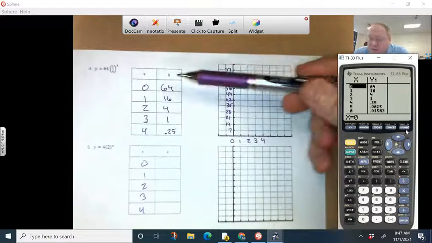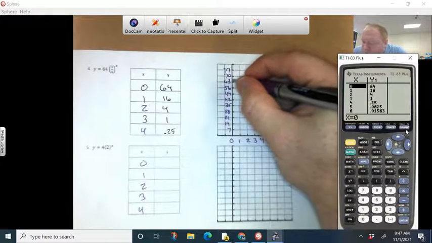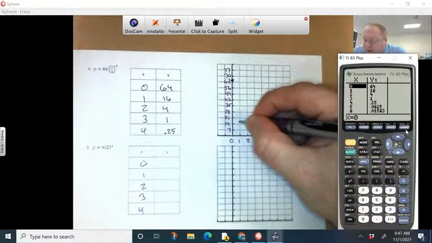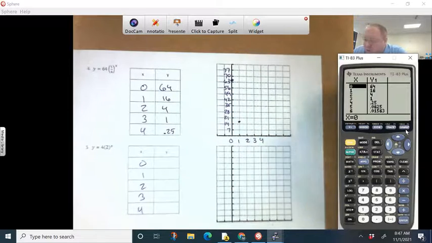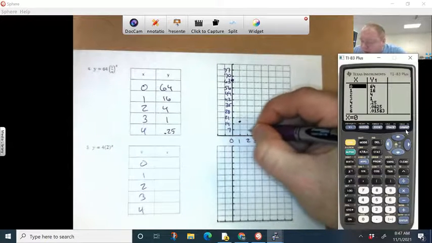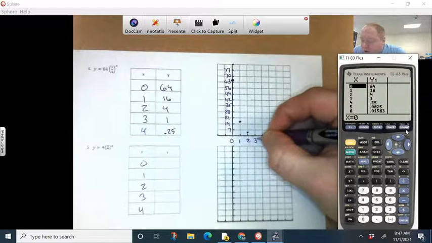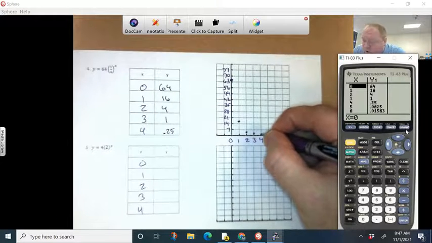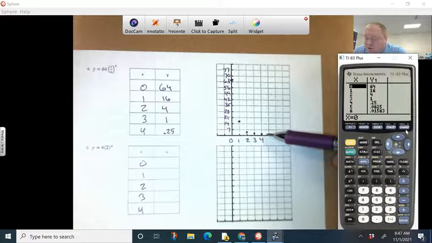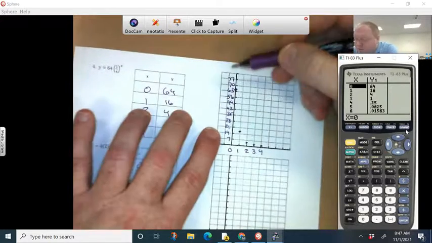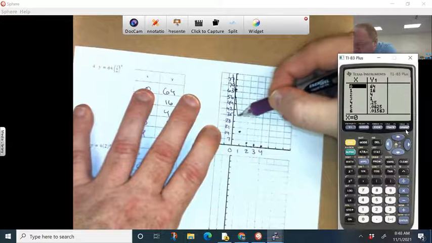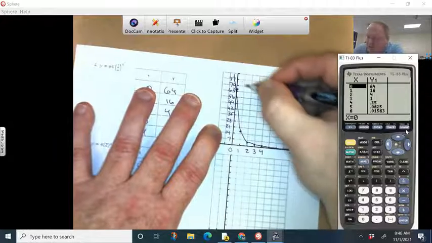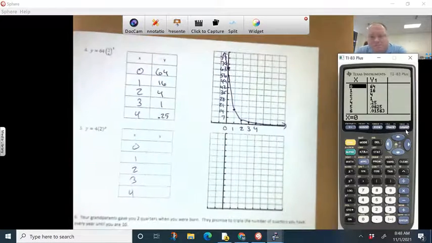I'm going to plot these points now. So I have 0, 64, so about there. 1, 16, so about there. I'm just guesstimating. 2 and 4, that's about halfway. 3 and 1, that's real small. And 4 and 0.25, that's even lower. So I got this curve that's going to come down and get really close to this line. So here we go. Just do your best. The points are what matter the most.